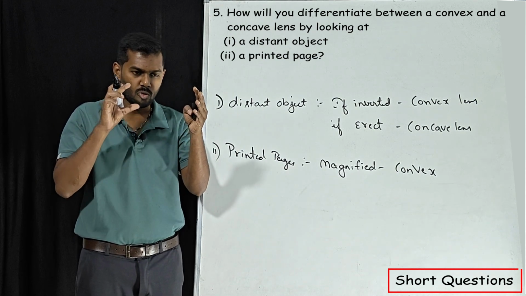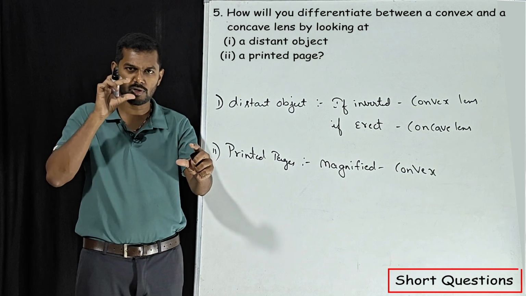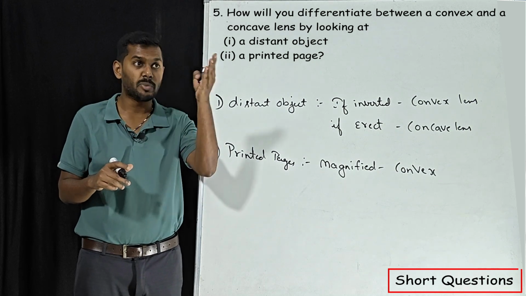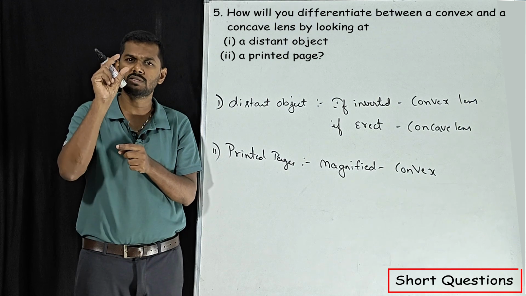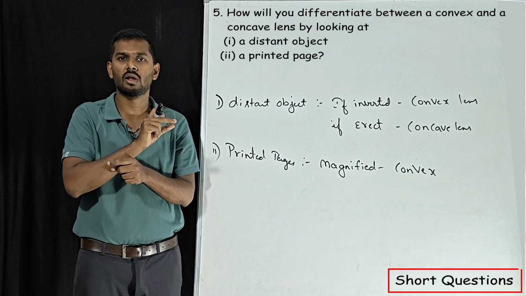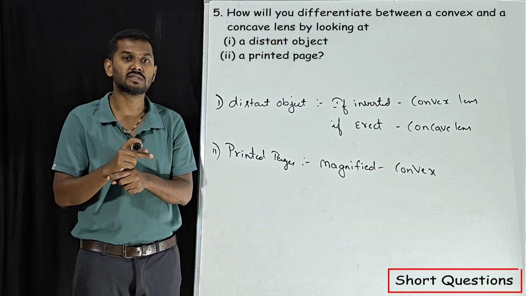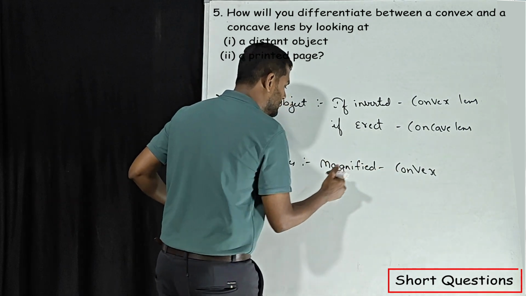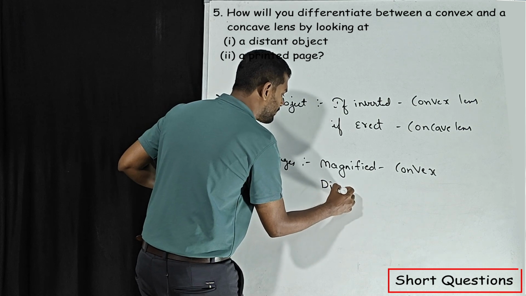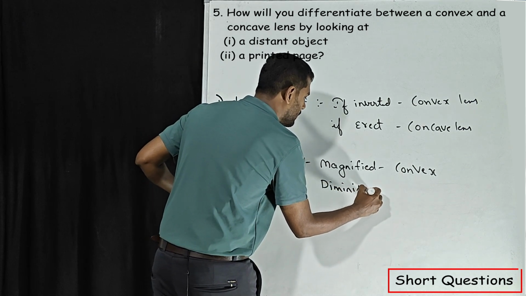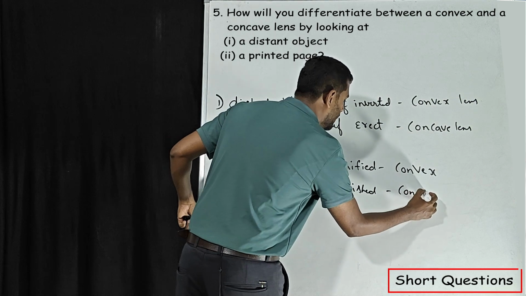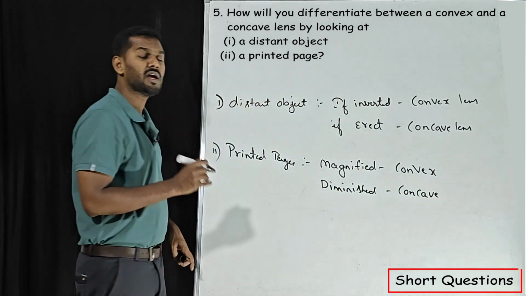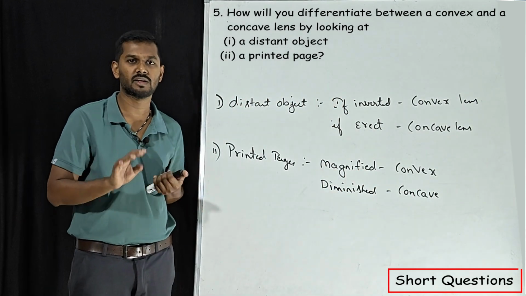So even though you go closer or it is at a proper distance, the letters on the printed pages appear diminished. That means the size of the letters is very small even though you are looking through the lens. So if it gets magnified, that means it is convex lens. If diminished, it is concave. So these are the important basics. This is what we have learnt, right?